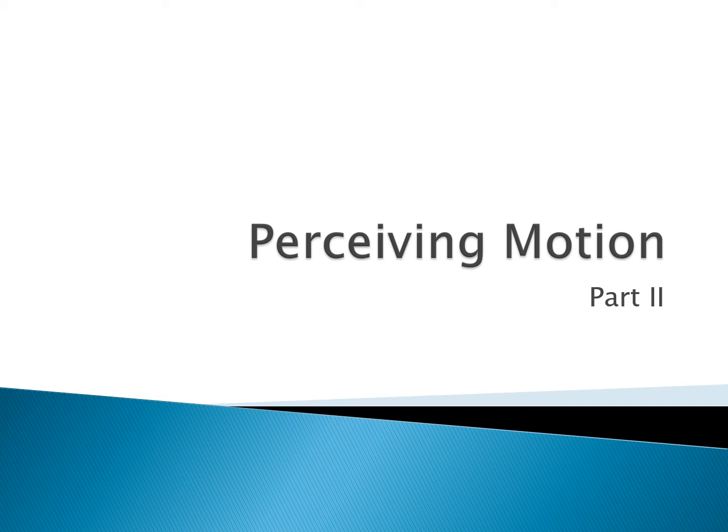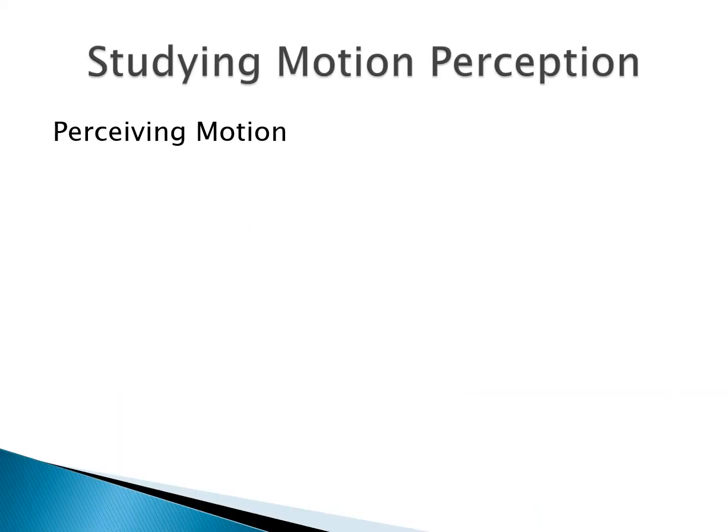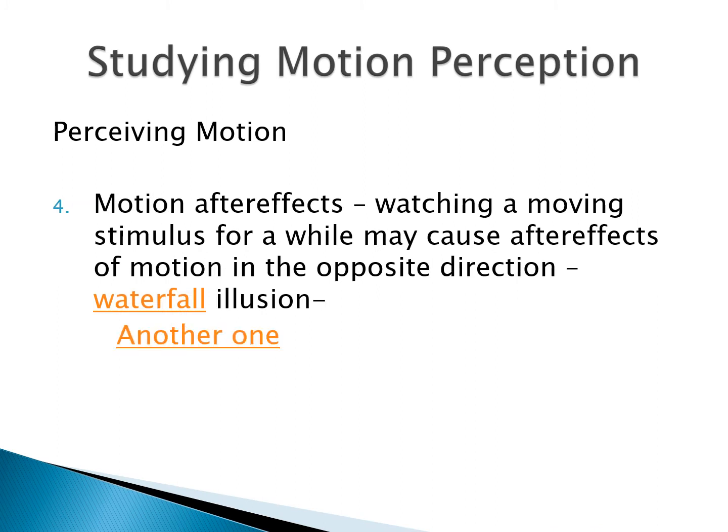This is part 2 of perceiving motion. We had talked about various examples of illusory motion. So we talked about real motion and then compared that to illusory motion, so apparent motion, which really appears much like real motion, and then also induced motion, another kind of illusory motion, and the final one is motion aftereffects. So when we are watching a stimulus that's moving in a particular direction for a while, we can see this aftereffect of motion in the opposite direction.